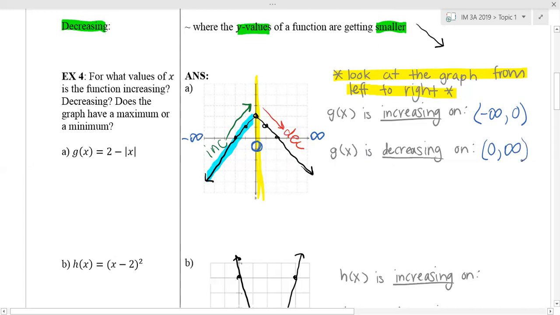This graph was pointing downward because it had a negative a value, so it had a maximum. Notice that when it had a maximum, it was increasing on the left and decreasing on the right.